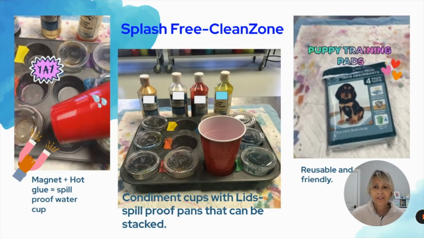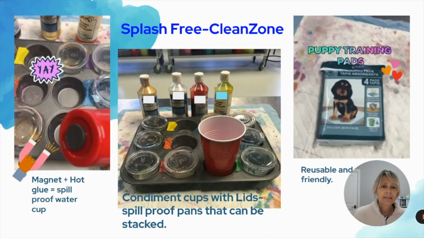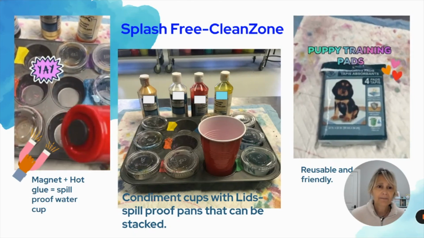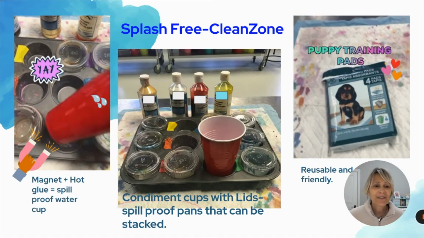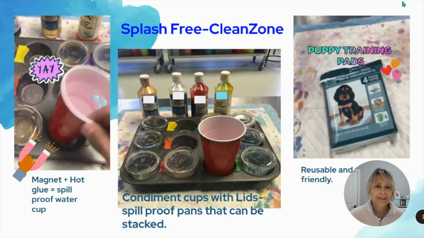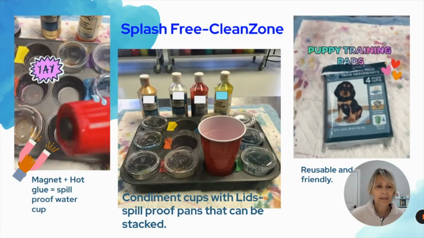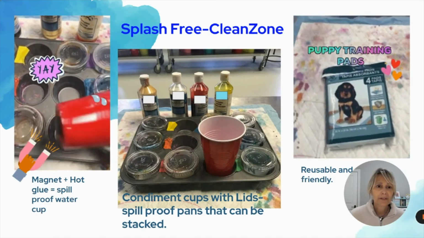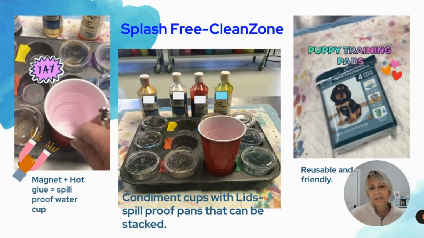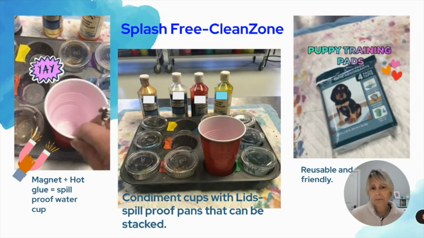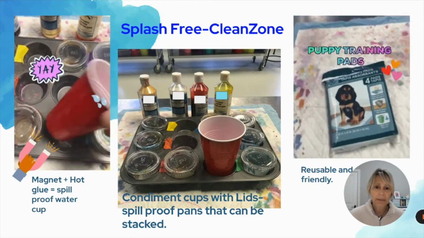All right, so splash-free setups, magnets. Remember in the previous video, we talked about muffin tins being your best friend. So what I do, hot glue a magnet on the bottom of a cup, and then pop that cup in the muffin tin, and it makes for a spill-proof cup. And then using the condiment cups with lids allows you to stack those up. That can be with liquid watercolors or tempera paints.